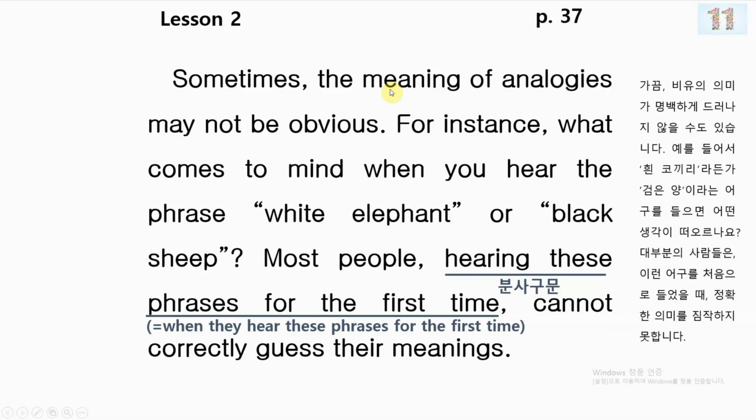Sometimes, the meaning of analogies may not be obvious. For instance, what comes to mind when you hear the phrase white elephant or black sheep? Most people, hearing these phrases for the first time, cannot correctly guess their meanings.